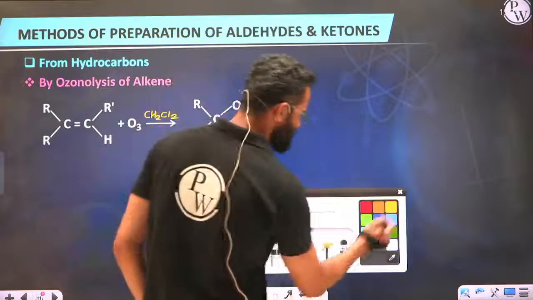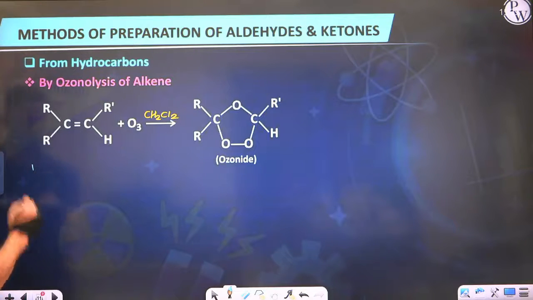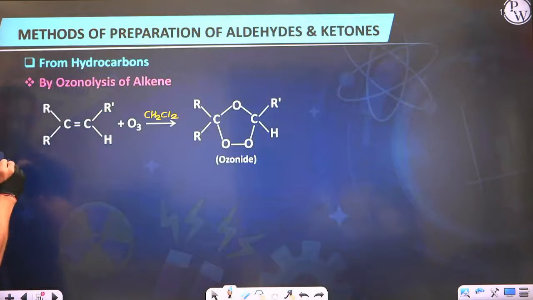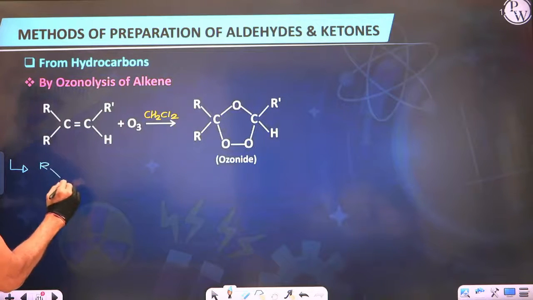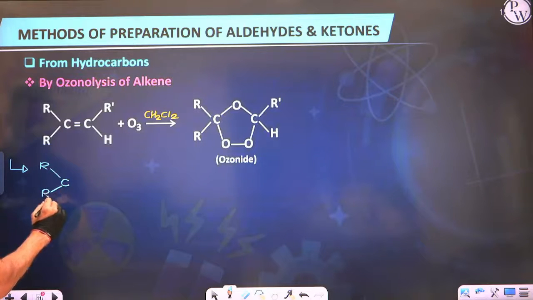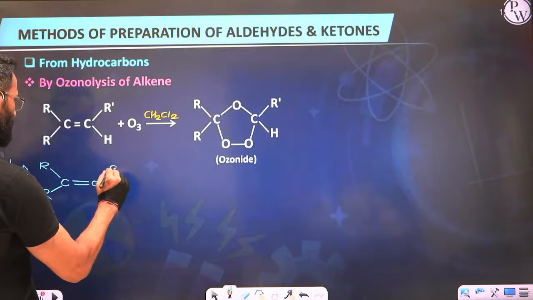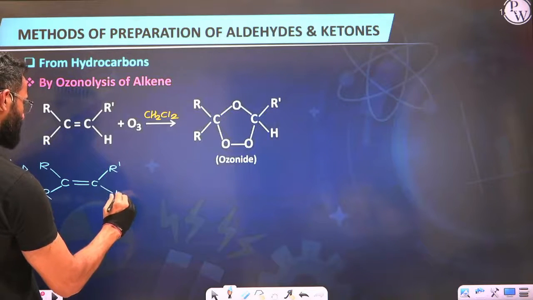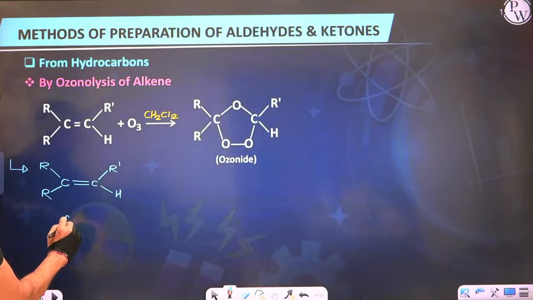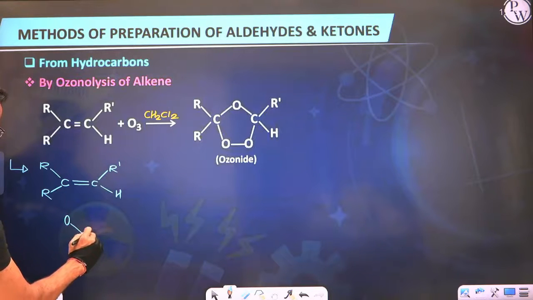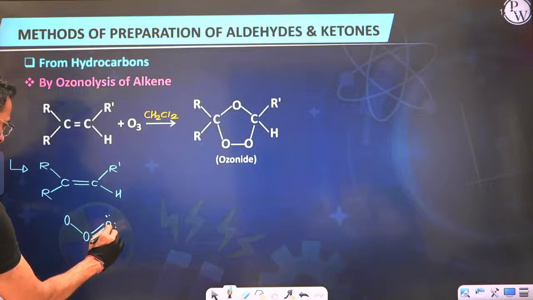Well, so let's say we have an alkene, R, C, R, double bond, R dash, H, and we are treating this with ozone. If we draw the Lewis structure of ozone, this is how ozone looks.